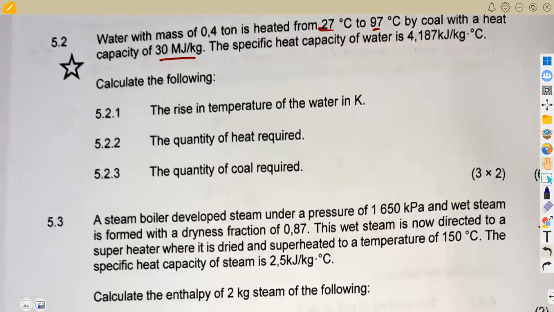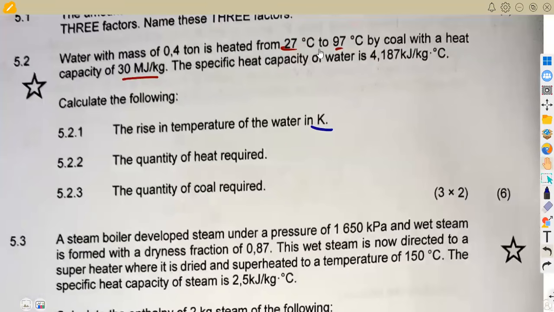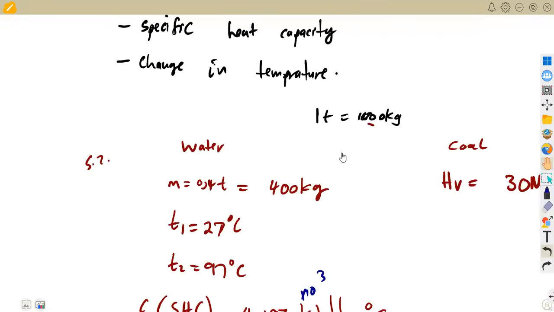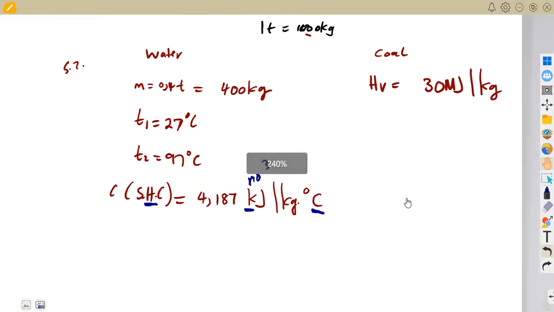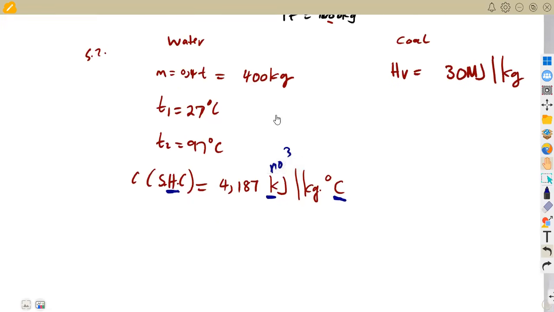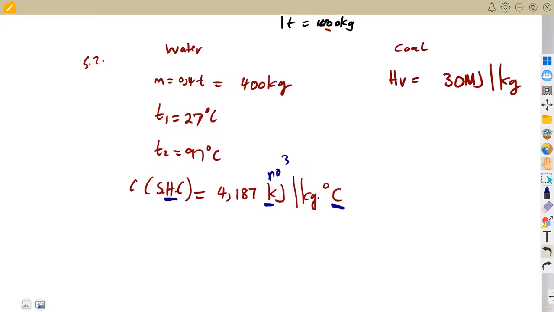So the first question was to calculate the rise in temperature of the water in Kelvin. So the K there is for the Kelvin. Remember, the rise of temperature here is given in degrees Celsius from 27 to 97, but they need the answer in Kelvin. As we know, the rise in temperature simply indicates the change in temperature. It increased, as we can see, from 27 up to 97. There's an increase there, there's a rise. So that's why they're asking this question as the rise in temperature. So the change in temperature is simply T2 minus T1.